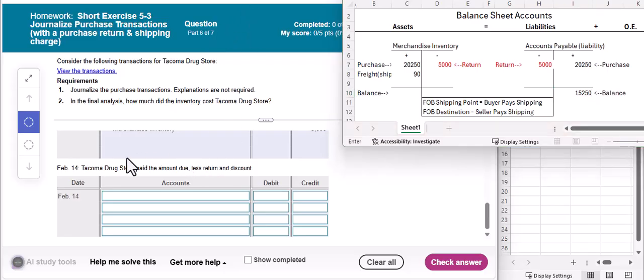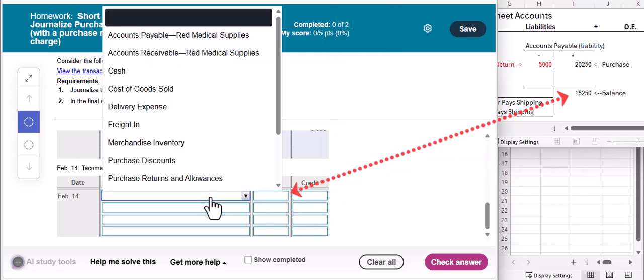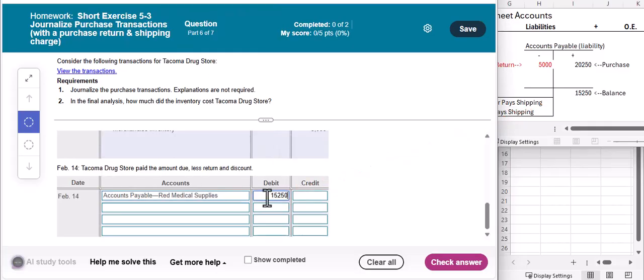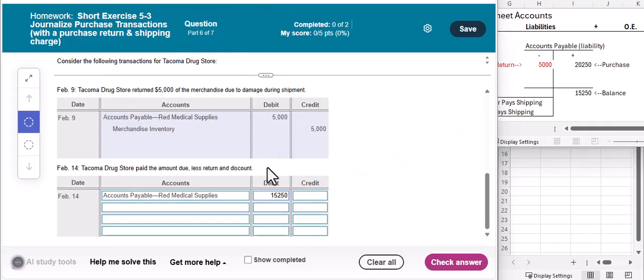So notice it says we paid the amount due. So what happens to this $15,250 balance when we pay it off? How do we get rid of it? We have to debit it in order to get this balance to go away. So our AP is going down by this amount of $15,250. So we will input that as our debit, $15,250.